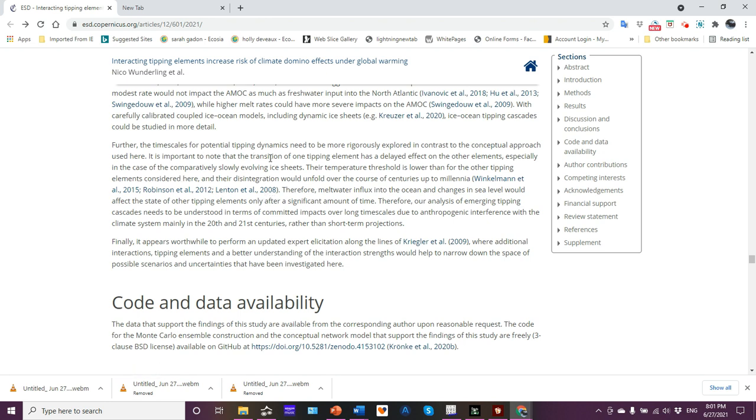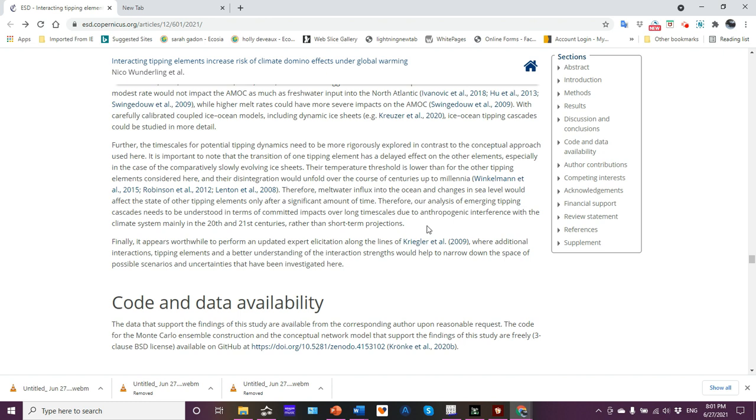It is important to note that the transition of one tipping element has a delayed effect on the other elements, especially in the case of the slowly evolving ice sheets. Their temperature threshold is lower than for the other tipping elements because it doesn't take much to melt it. 1 degree C, it will melt ice, right? The disintegration would unfold over the course of centuries up to millennia. Therefore, meltwater influx into the ocean and changes in sea level would affect the state of the other tipping elements only after a significant amount of time.